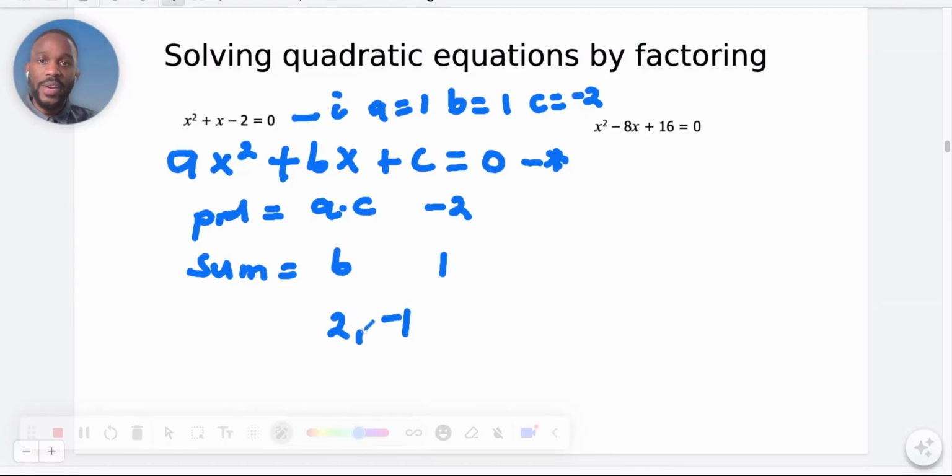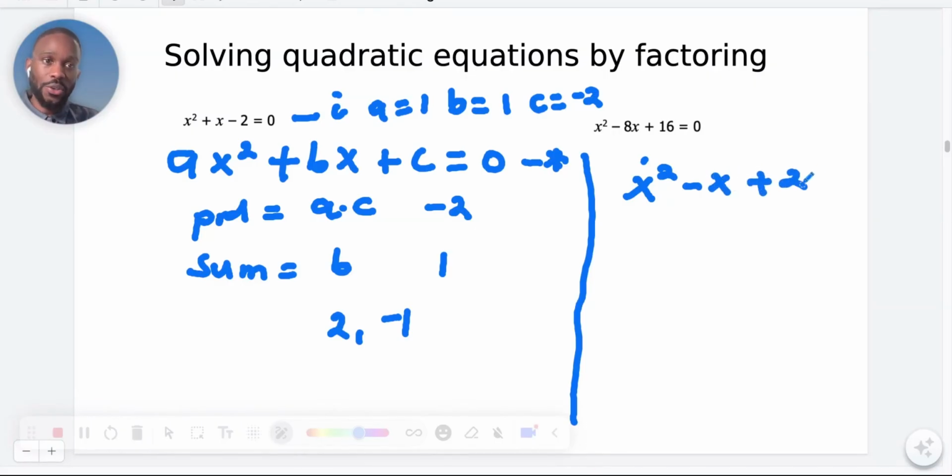So they're going to be in the form of x. Meaning I'm going to rewrite this equation like this. I'm going to eliminate and substitute the middle term with these two numbers. So it's going to be x squared minus x plus 2x minus 2 is equal to 0. So what I did is I just eliminated the middle term. But if you add this plus this, it gives you back the x.